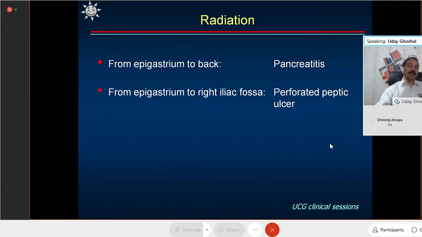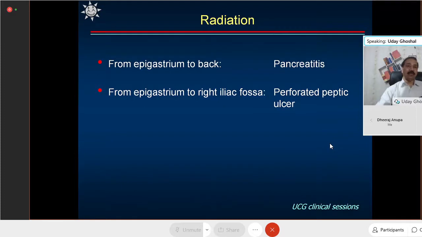So pancreatitis has retroperitoneal radiation, radiation of the pain to the back, in only 50% of patients. Remember, it is not that 100% of patients with pancreatitis will have radiation of the pain to the back. Typically, you ask, how commonly do they have radiation of the pain to the back? It is 50%. And forward leaning position actually reduces the pain.